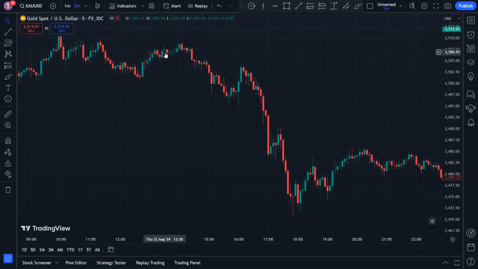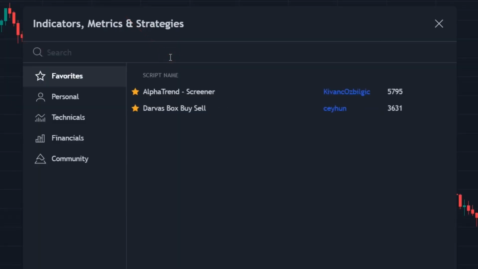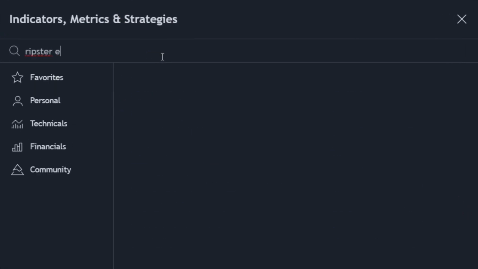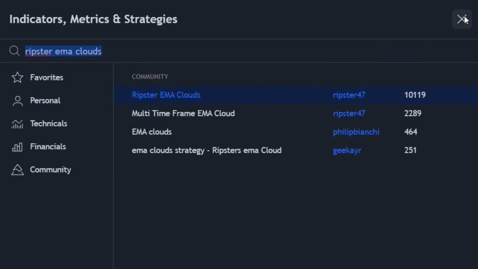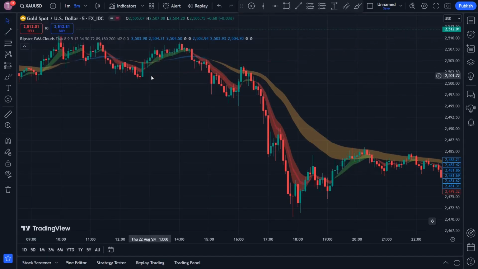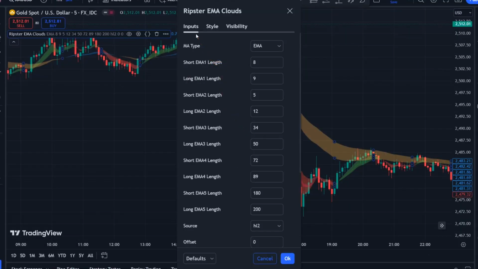In my opinion, this time frame is the best for scalping trades. Now we need to go to the indicators section and add our first indicator to the chart. For this, simply type into the search box Ripster EMA clouds. Once you find it, click on it to add it to your chart. Now we need to enter its settings and make some adjustments to this indicator. Please pay close attention here as it greatly affects your win rate.